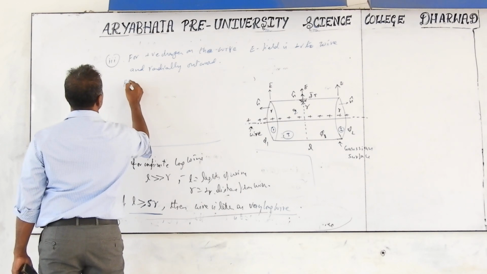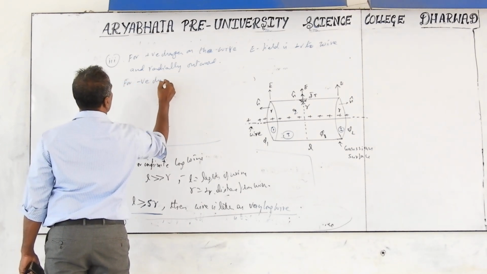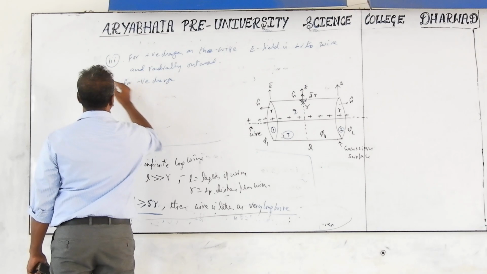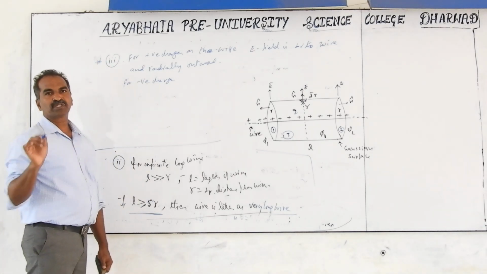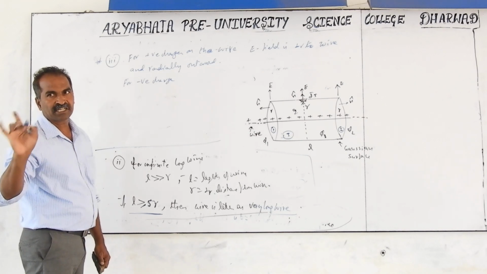For negative charge, they will ask this as an important one-mark question. What is the nature of the electric field? They will ask for the linear charge distribution of the wire. Wire means linear charge distribution.